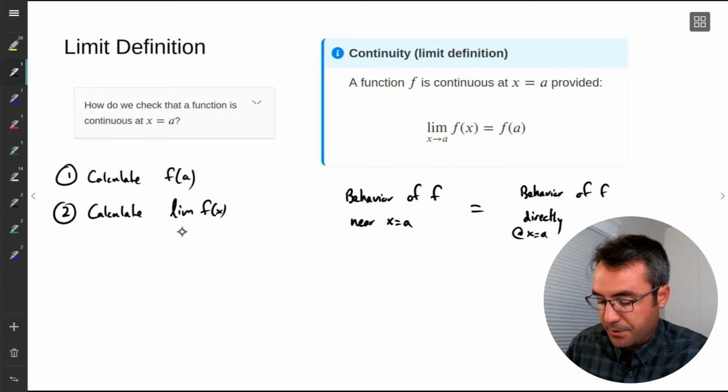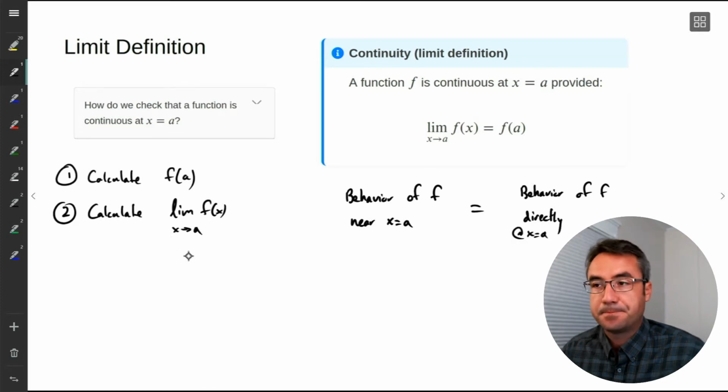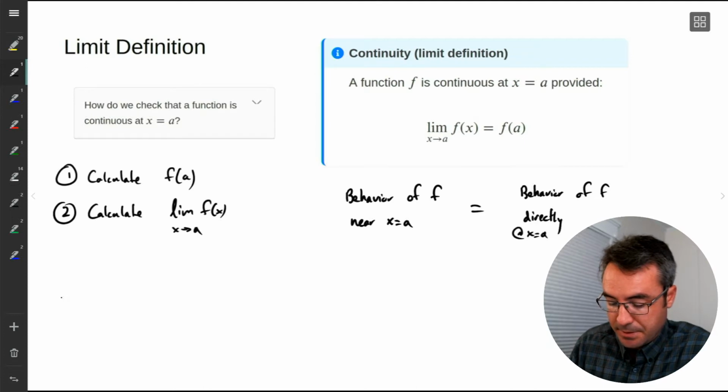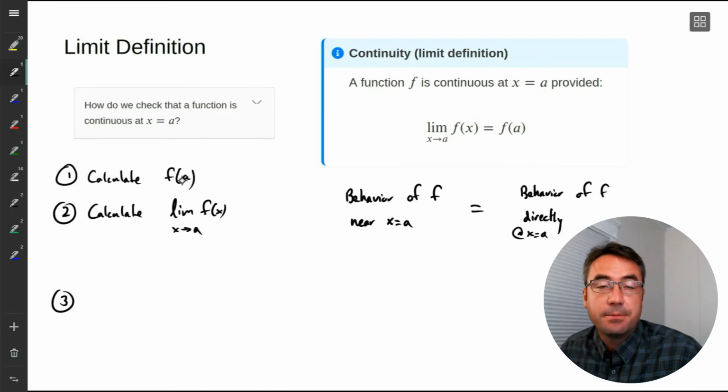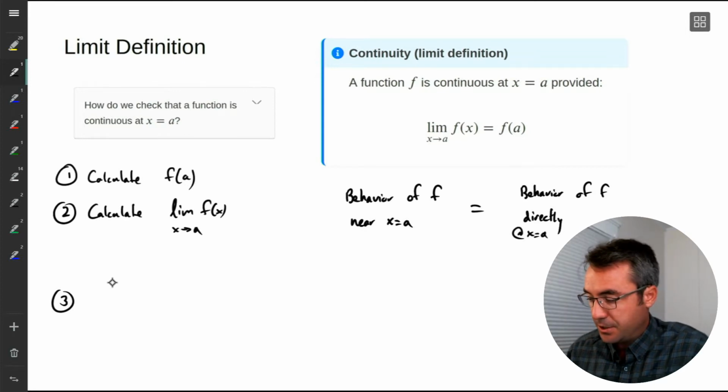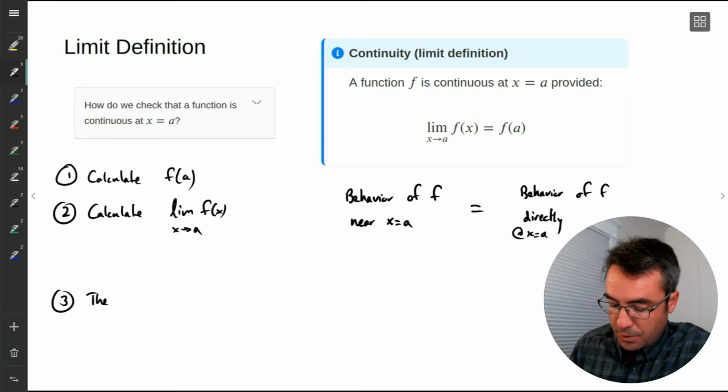So the limit of our function as x approaches a, we need to calculate this, and that needs to exist. And then we basically compare the results. So our function value has to be the same as our limit value. So then we just compare.